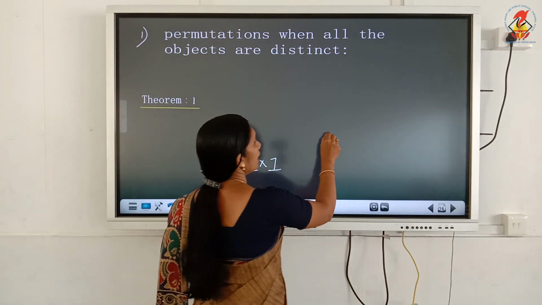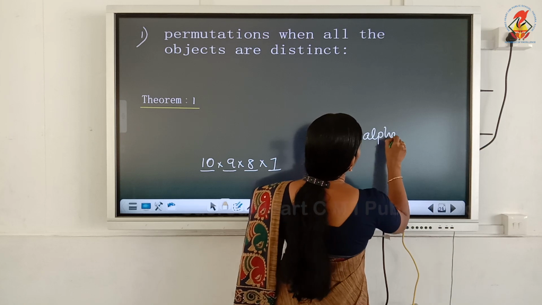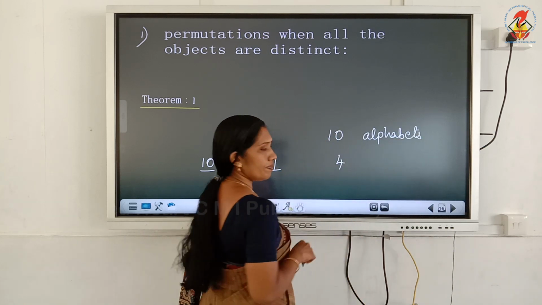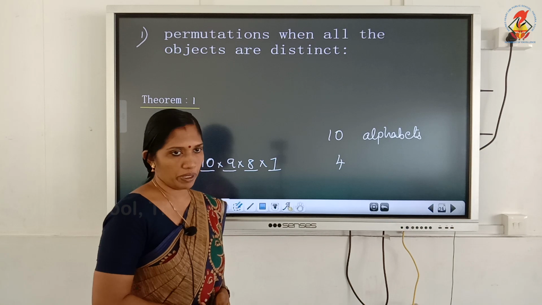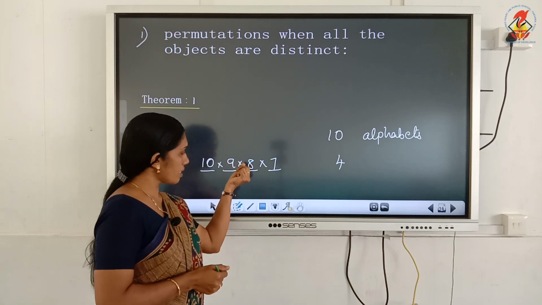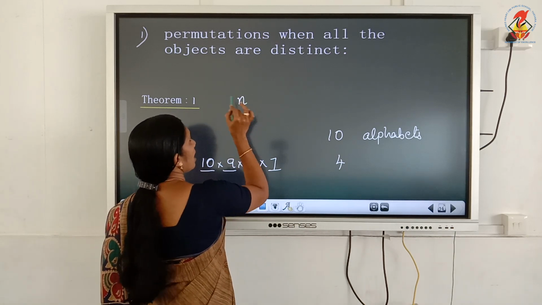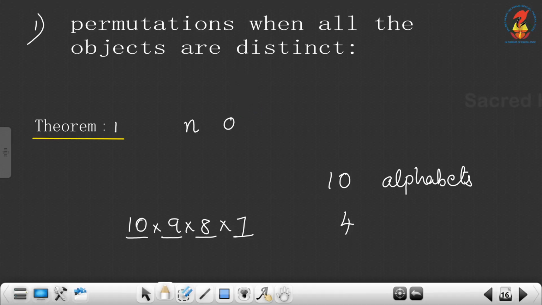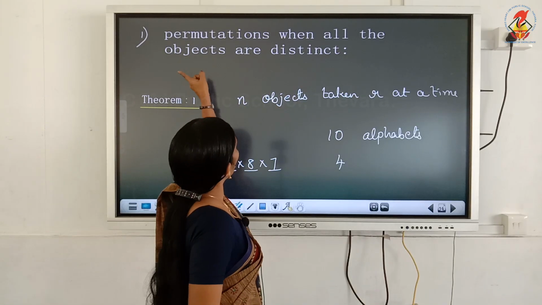Here we have the first 10 alphabets, in that we use only 4. Okay, then how many four letter codes are possible? So we found like this, the first place we can fill in 10 different ways, then 9 different ways, then 8 different ways, then 7 different ways. So generally how we write, suppose there are n objects taken r at a time, and all these n objects are different, okay, permutations when all the objects are distinct.